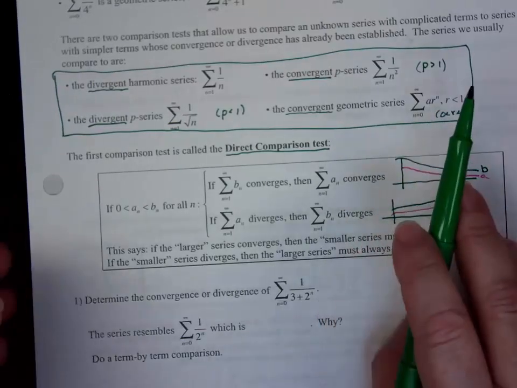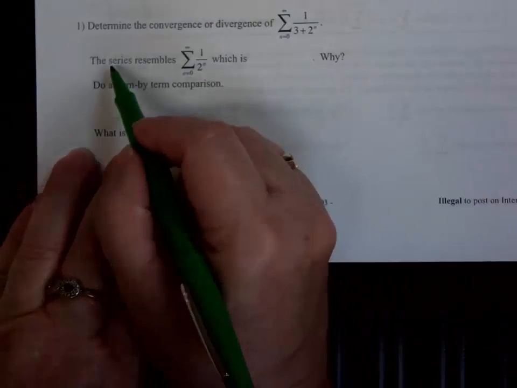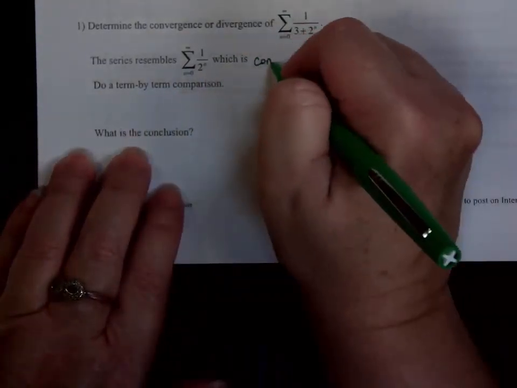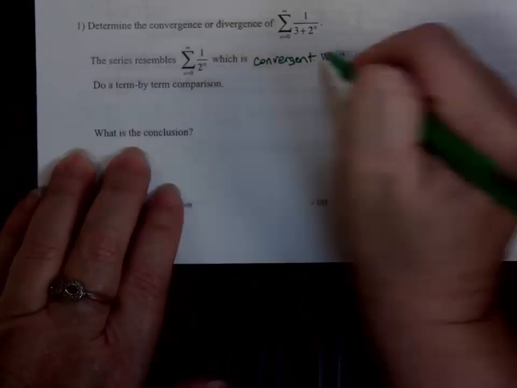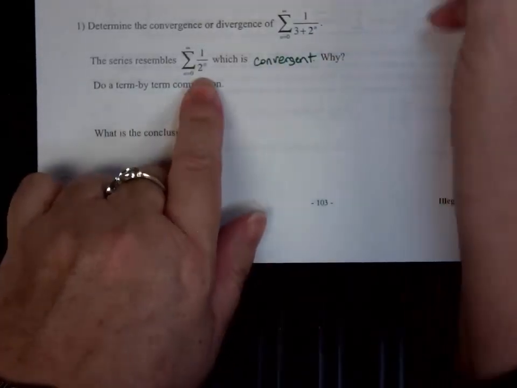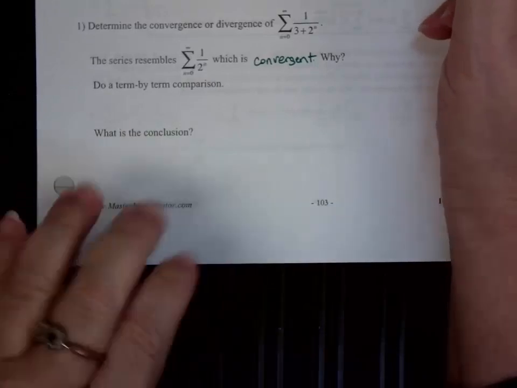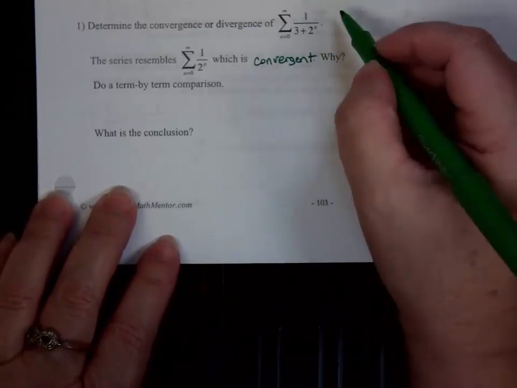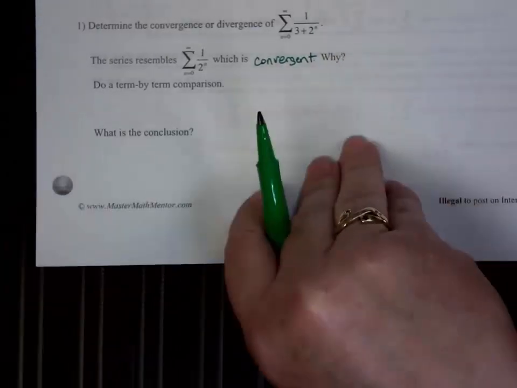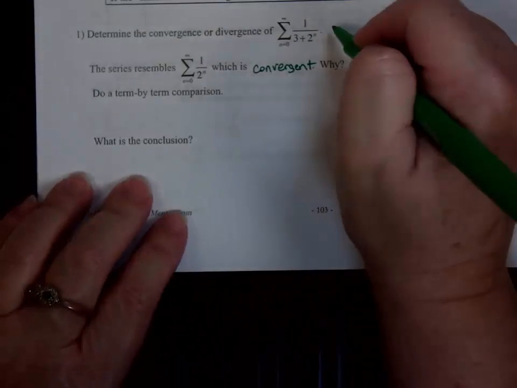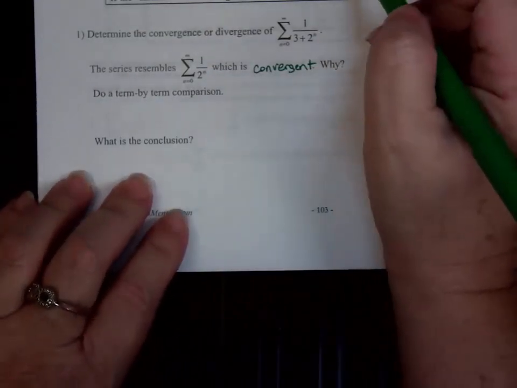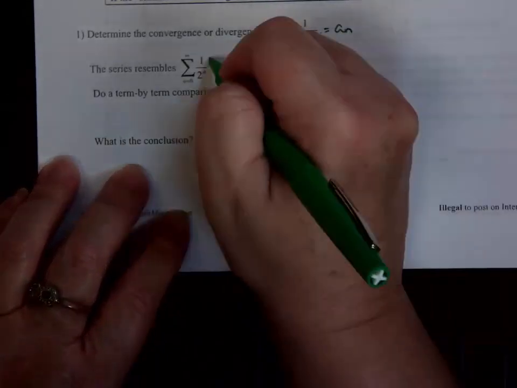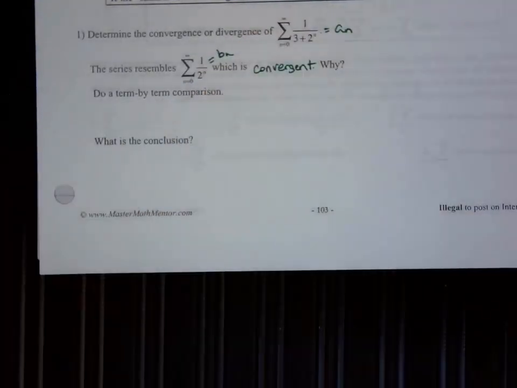Now, this series resembles 1 over 2 to the n, which is a what? That was a convergent series. Now, this doesn't really look like a times r to the n, but if you write it out a little bit, you're going to see that it is. Now, one of the things we like to do is label each one of them A, one of them B, it doesn't matter which is which. So I'm going to call this one A, and I'm going to call this one B.